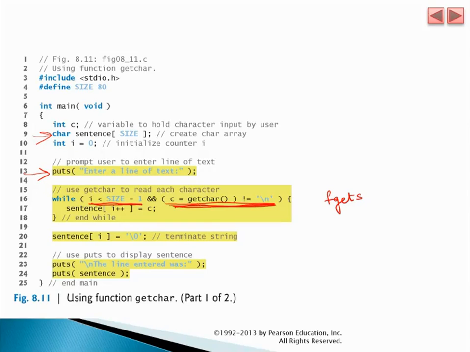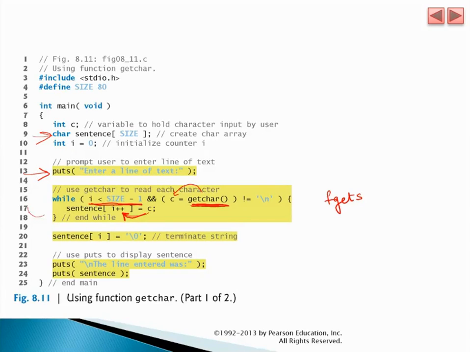We are calling the getchar function. As soon as we call getchar, the user will be prompted for input, so the program stops, and once the user enters something, the program starts the next execution. So we prompt the user to enter a character. As soon as the user enters one character, it gets assigned to c, and then we put c into the sentence array. Again we run the loop.